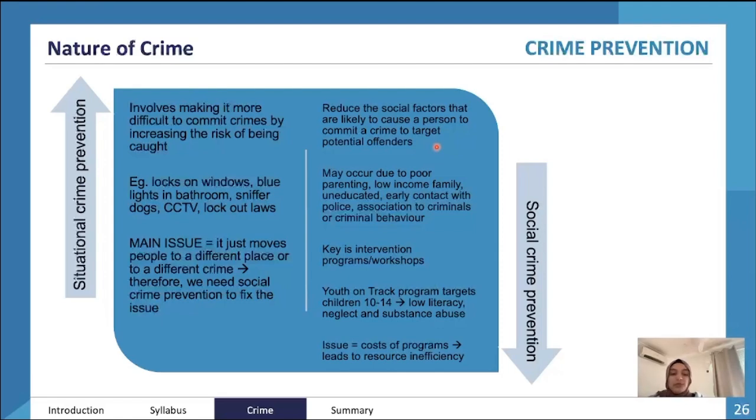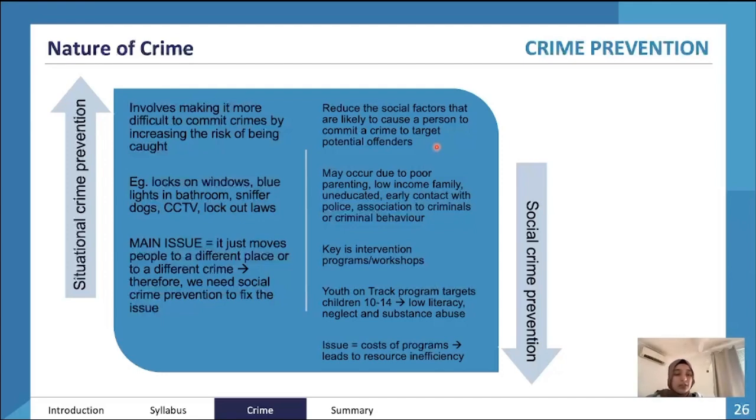For example, we've got a Youth on Track program which targets 10 to 14-year-olds with low literacy, neglect and substance abuse, so that they are able to not lead themselves to a life of crime, but rather be redirected towards a more appropriate way of living and being able to avoid those problems and prevent crime, essentially.